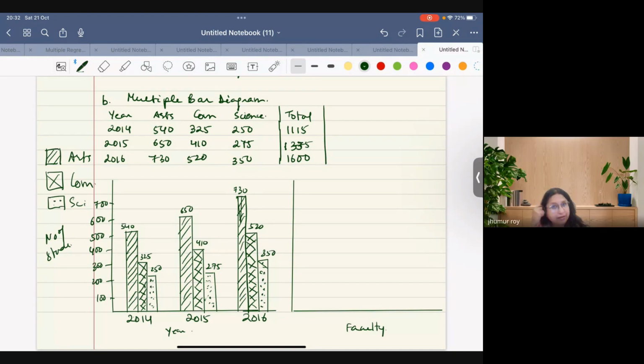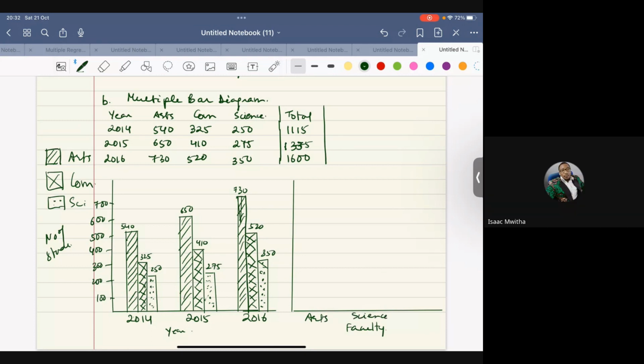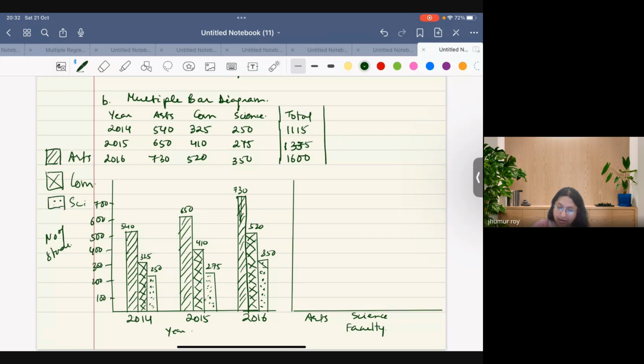Now the second way that we can explain this, or the second way that we draw, is when we want to draw according to arts, science, and commerce. Sorry, commerce and science. So this is the second division that we want to have. Again, I'm taking the same way. This is 100, 200, 300, 400, 500, 600, 700, 800, maybe.